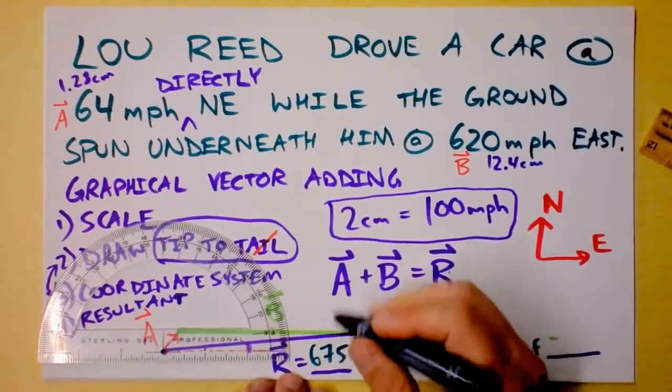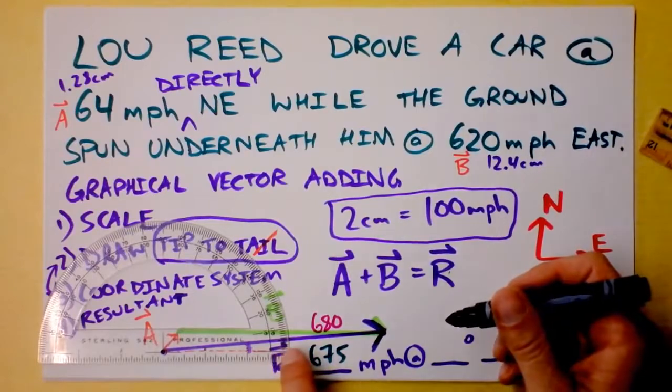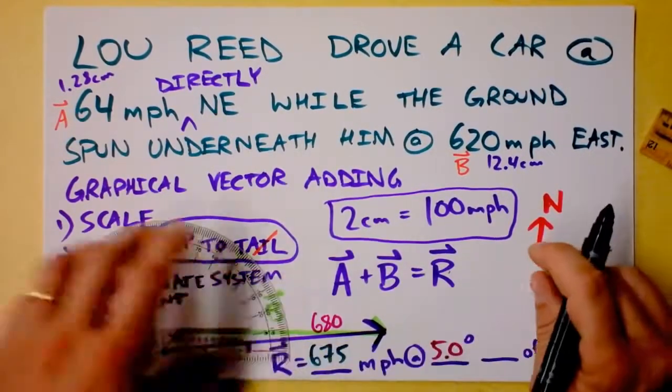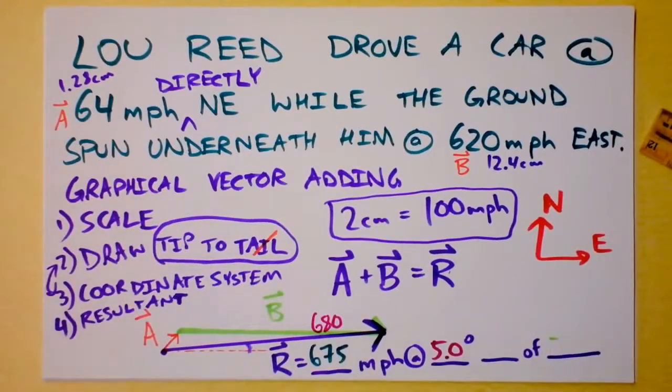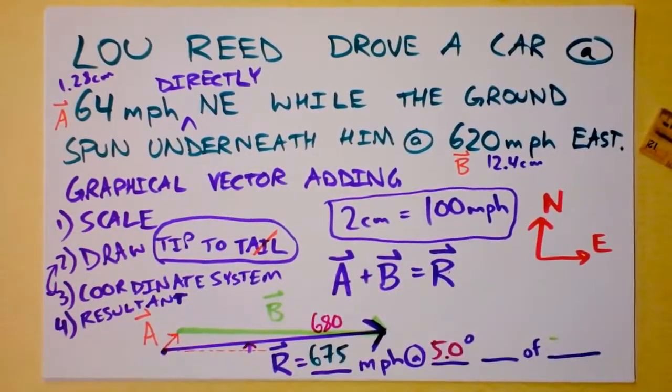If I were doing sig figs, I would have to change this to 680 miles per hour. And let's say that, wow, that's pretty darn exact there. That's at 5.0 degrees. It's very close to directly east. It's only 5 degrees away from east. See that right there? 5 degrees away from east.